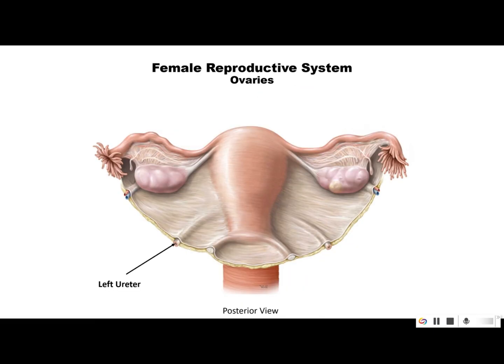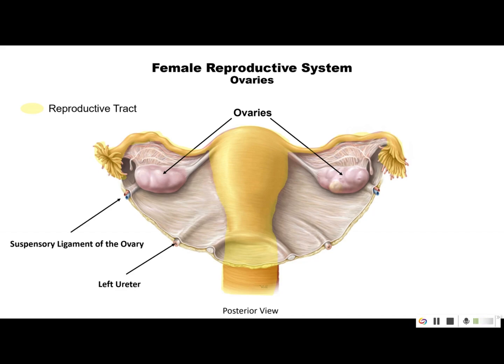Female gametes, the oocytes, are stored and matured in the ovaries prior to being released into the peritoneal cavity during the process of ovulation. In this posterior view of the female reproductive system in the left pelvis, the ovaries are these oval-shaped organs on both sides of the reproductive tract. They're suspended by the suspensory ligament of the ovary and anchored to the uterus by the ligament of the ovary.